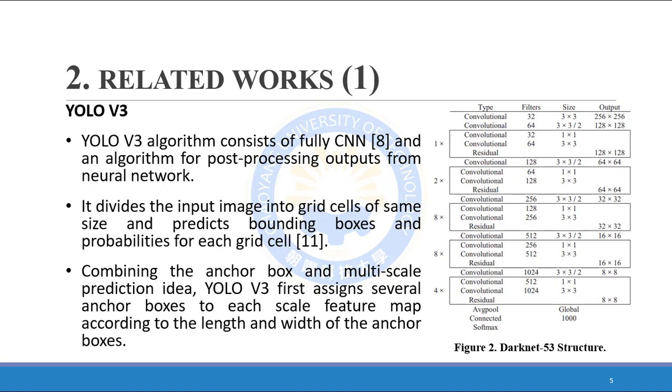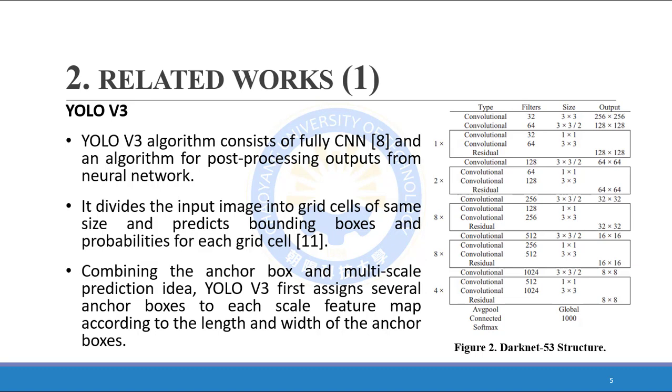YOLO V3 algorithms consist of a fully CNN and an algorithm for post-processing outputs from neural networks. It divides the input image into grid cells of the same size and predicts bounding boxes and probabilities for each grid cell. The backbone of the improved YOLO V3 is Darknet-53, made up of 53 convolutional layers to capture deep features, and it has been proved to be more effective than Darknet-19, ResNet-101, or ResNet-152.